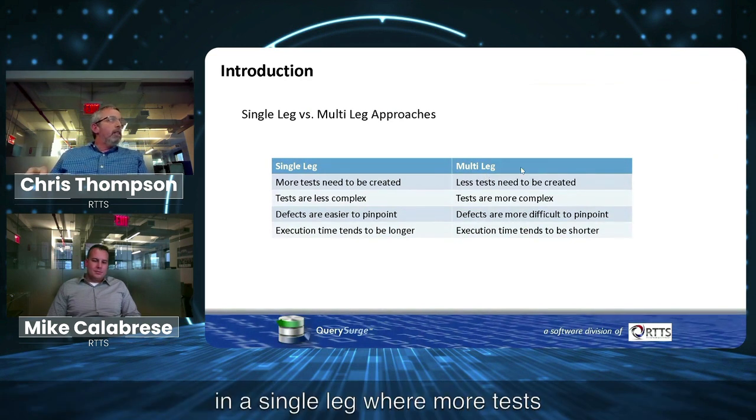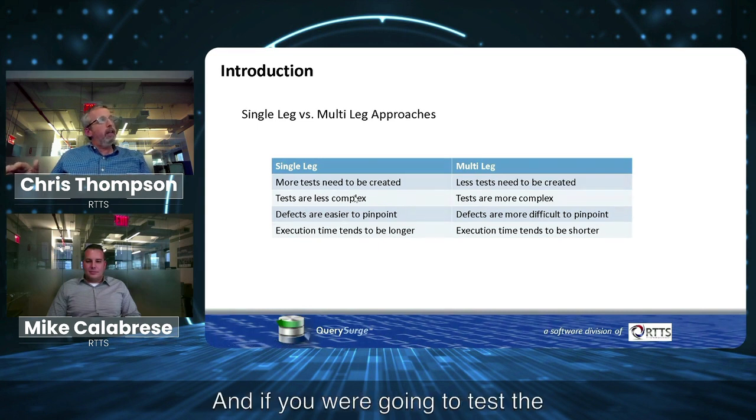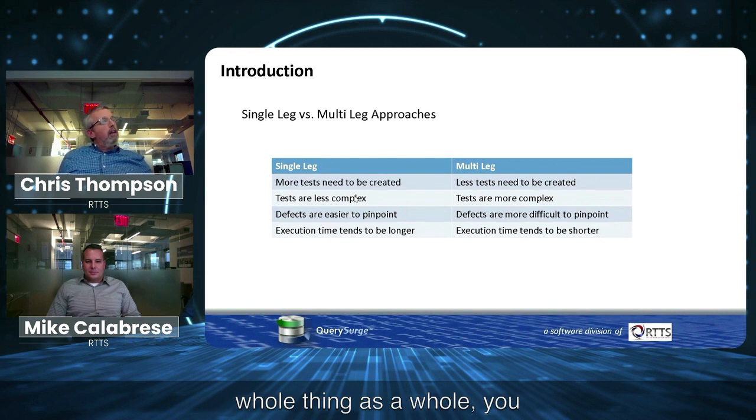In a single leg approach, we have more tests that need to be created, right? Because there are more legs, the same tables and the same data need to be tested across each individual ETL leg. The tests are less complex, because you could have transformations occurring across multiple legs, and if you were going to test the whole thing as a whole, you would be creating that transformation logic in your SQL to be able to test from source all the way to its final destination.